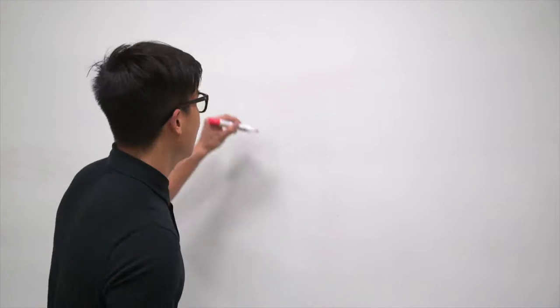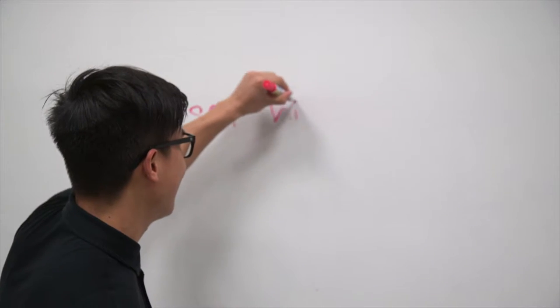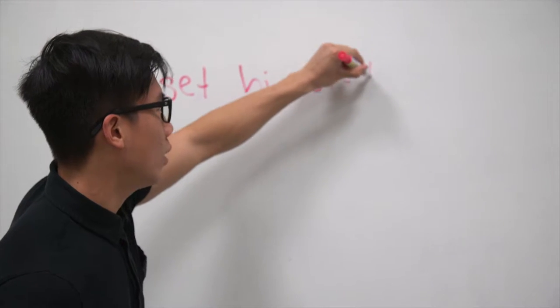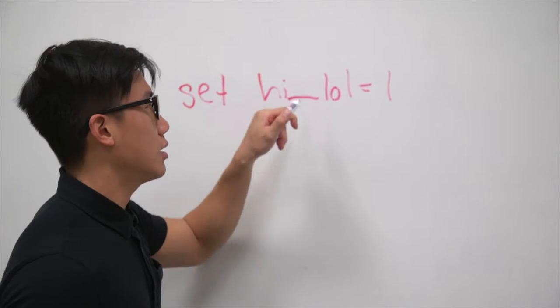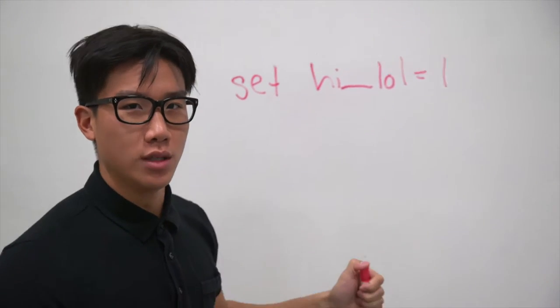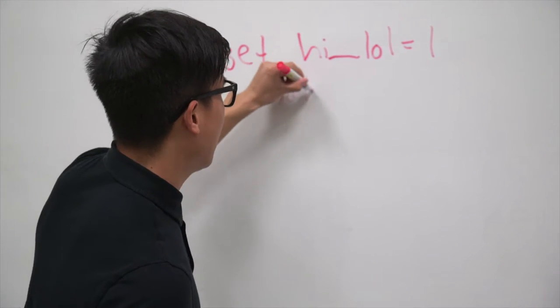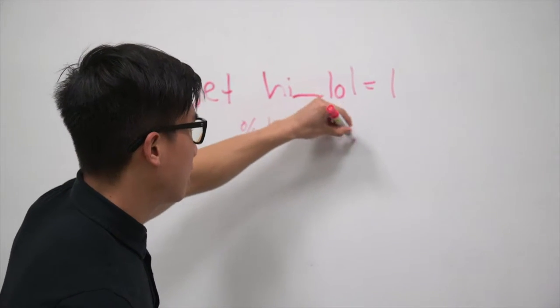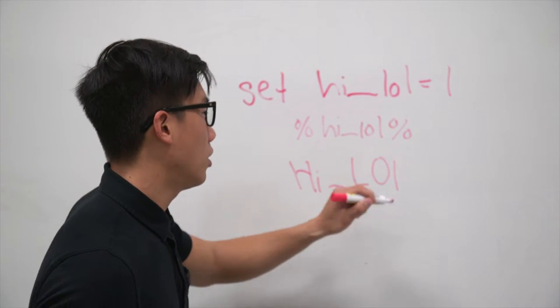Hey guys, my name is Bill Tye, and today I'm going to teach you a little Batch programming. Variables are strings. Whenever you want to set a variable to something, you put set. In this case, I'm going to use hi_lol equals 1. Notice there's no white space between these. Whenever you want to call this, all you have to do is use a percent sign, hi_lol, and this is not case sensitive, so you can do hi_LOL and it'll still work.